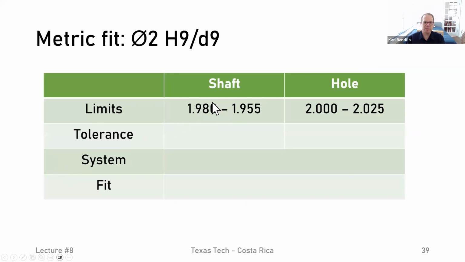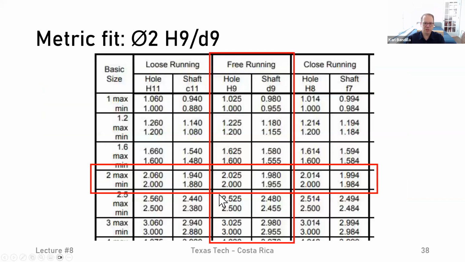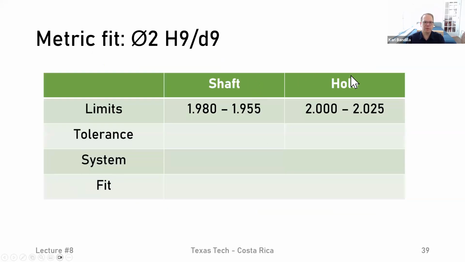Again, for the shaft, we do the bigger one first, right? It's just the numbers that we have in our table. Now, a little tricky is that in most of these ISO tables, you'll see that the hole comes first and then the shaft, whereas in most of our tables, it's the other way around. So make sure that you don't put the shaft and the hole numbers in the wrong direction, right? So you have 1.980, 1.955, and then for the hole.